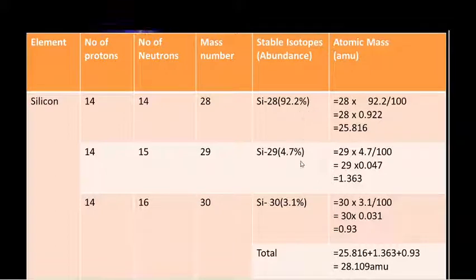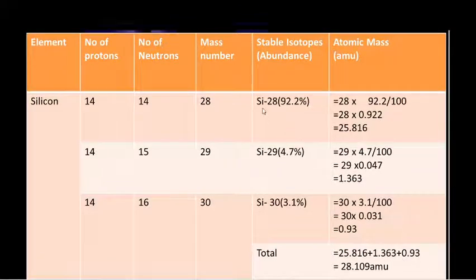This is the relative abundance of each silicon isotope. For silicon 28 it is 92.2 percentage, for silicon 29 it is 4.7 percentage, and for silicon 30 it is 3.1 percentage. I already told you that we have one formula to find the relative atomic mass. We are going to find the average atomic mass for silicon. How do we get the average atomic mass? By adding all the relative atomic masses of a single element, we get the average atomic mass.